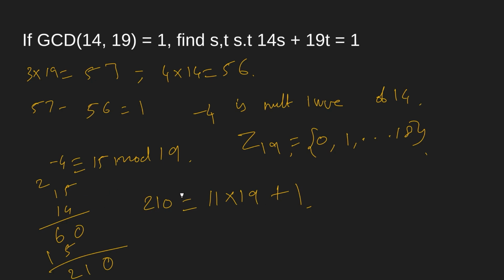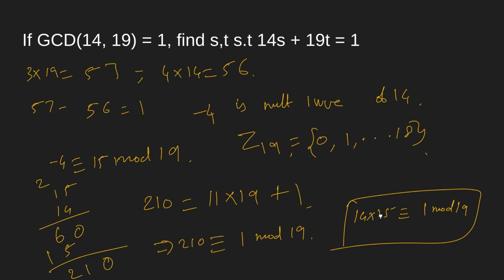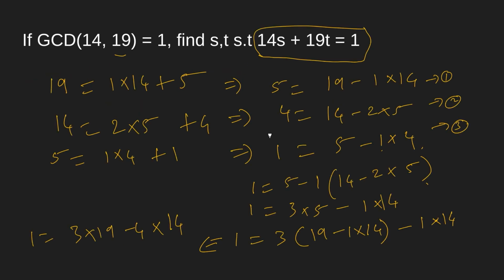And here we have verified that 15 is indeed the multiplicative inverse of 14, because 15 times 14 is 210, which means 210 is congruent to 1 mod 19. 210 is nothing but 14 times 15, which is congruent to 1 mod 19. So indeed we get the multiplicative inverse of 15. So we need to do this kind of substitution to actually get the multiplicative inverse.